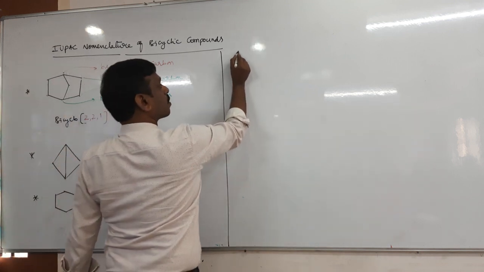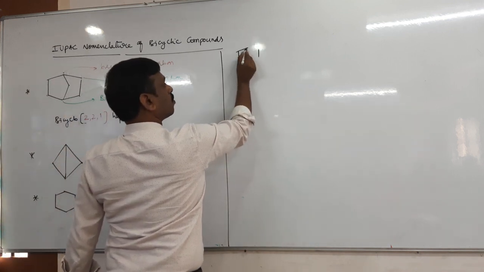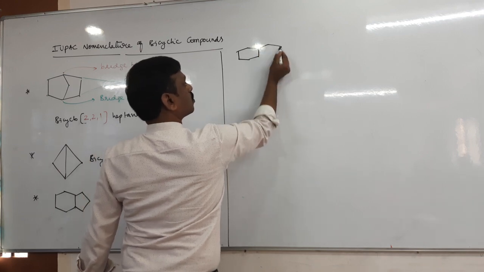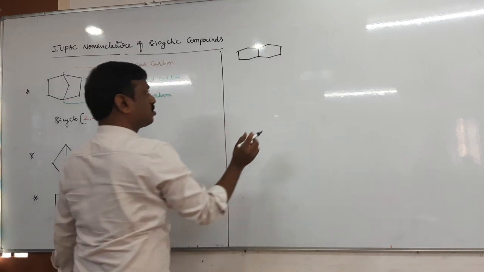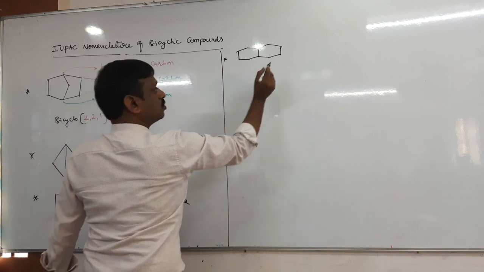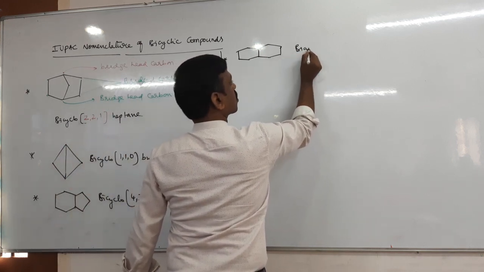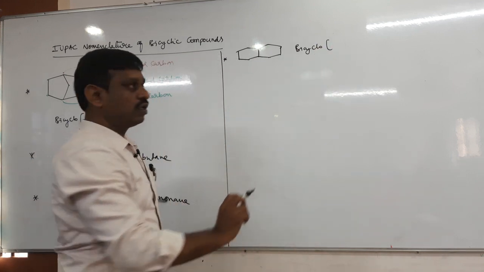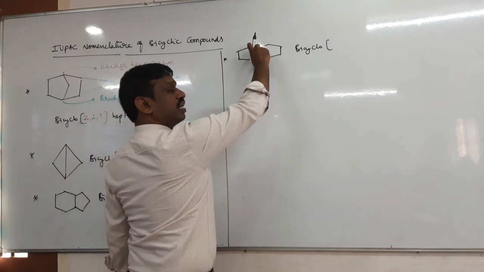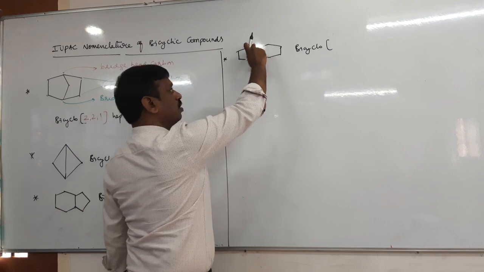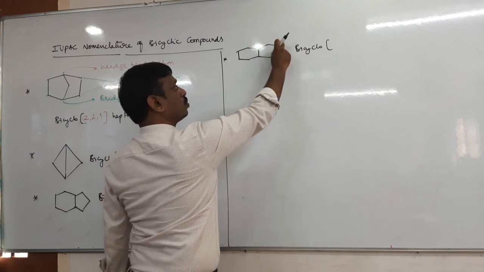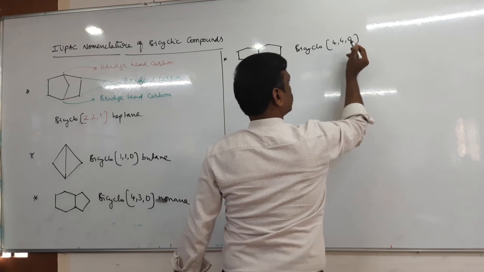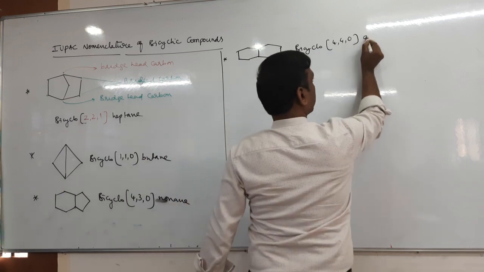Next. Write fast. Write the IUPAC name of this. Bicyclo. Leave the bridgehead carbons. 1, 2, 3, 4. 1, 2, 3, 4. So 4, 4, 0. Decane.